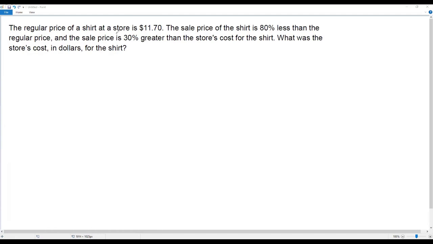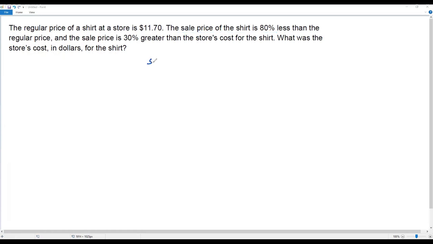The regular price of a shirt at a store is $11.70. The sale price of the shirt is 80% less than the regular price, and the sale price is 30% greater than the store's cost for the shirt. What was the store's cost in dollars for the shirt? Okay, now let me consider this information. That is, the sale price of the shirt is 80% less than the regular price.